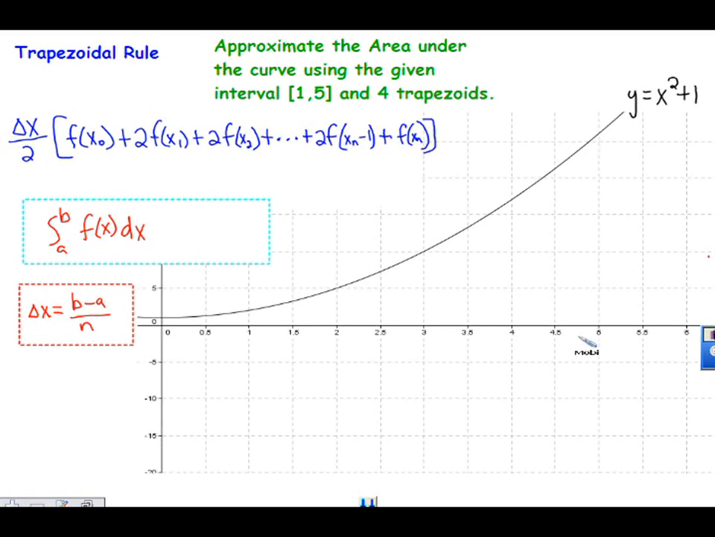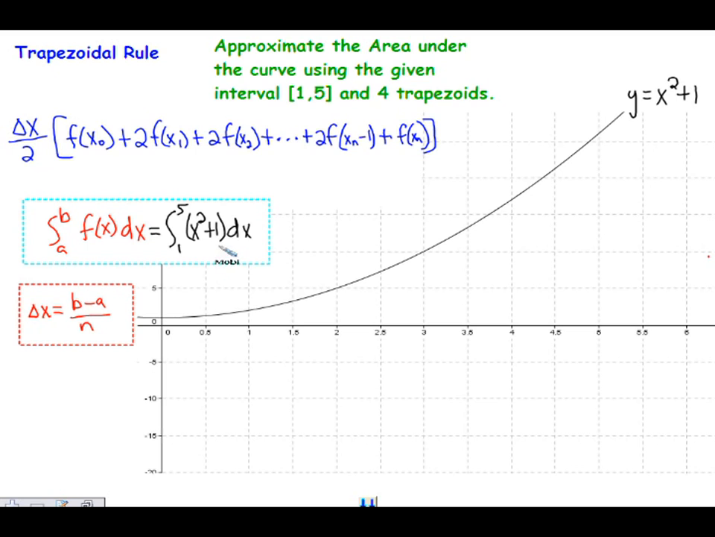Trapezoidal rule. We want to approximate the area under the curve using the given interval 1 to 5 and using 4 trapezoids. Well, we need to write it as an integral, and if we do that, we'll probably understand a little bit better. So we're going to put the values of 1 to 5 here, and the function in this problem is y equal to x squared plus 1. So we can enter x squared plus 1, okay? And that's dx.